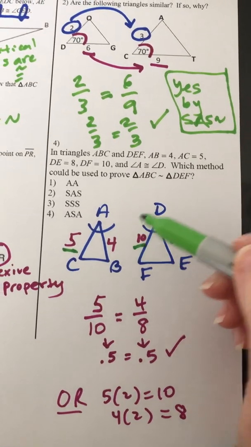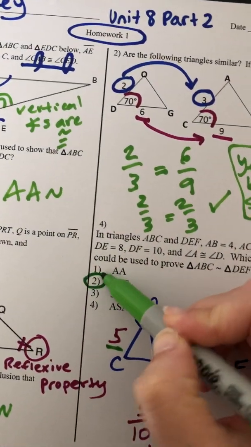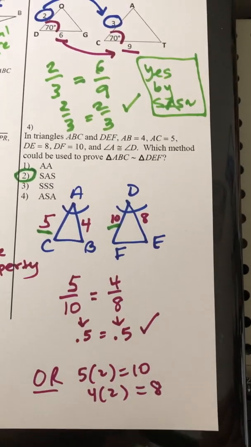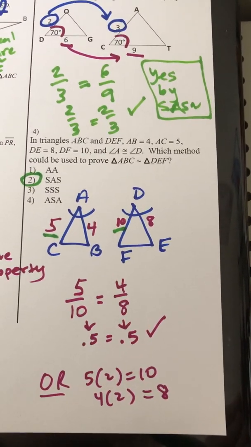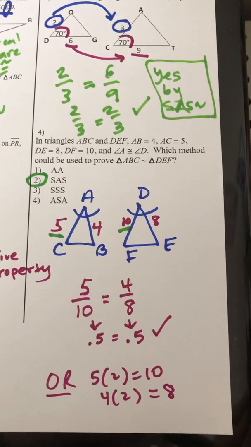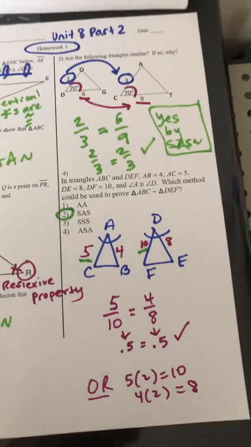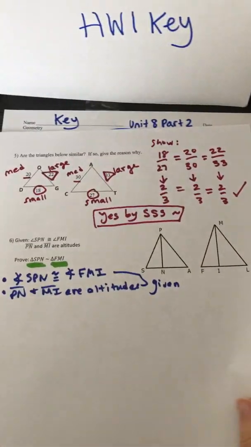That works. It looks like side angle side similarity. If you want to check it a different way, you would see that 5 times 2 is 10 and 4 times 2 is 8. That's a dilation of 2. That works as well. Now let's take a look at the last page.